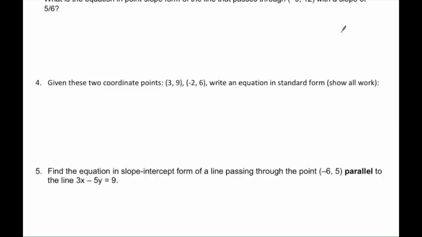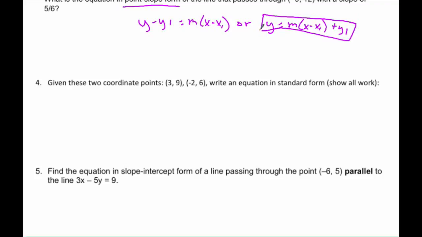What is the equation in point slope form of a line that passes through negative 9 and 12 with the slope of 5/6? Well, point slope form says that I have y minus y1 is equal to m times x minus x1, or y is equal to m times x minus x1 plus y1. So this one is the graphical form. So this one is used for graphing. And this one is kind of the model before you do anything with it. Okay? So you can choose either one and they're both correct.